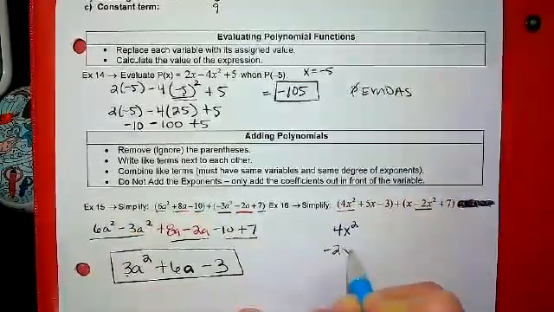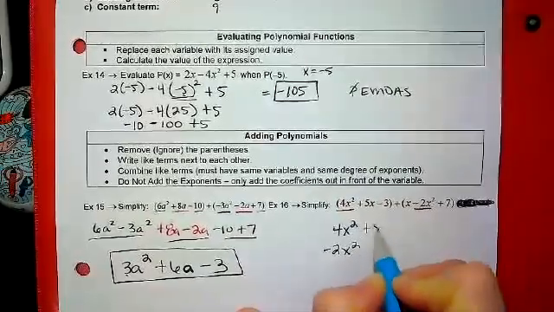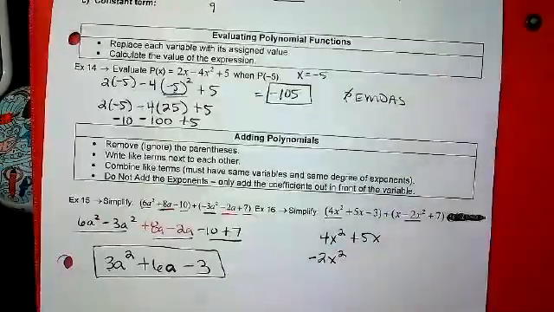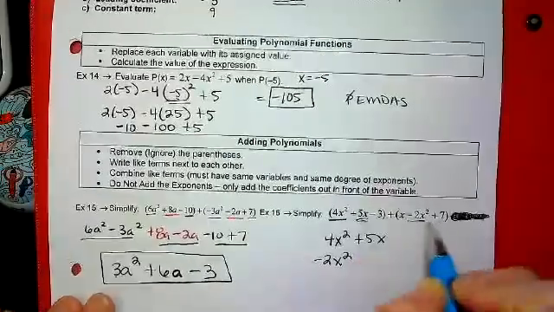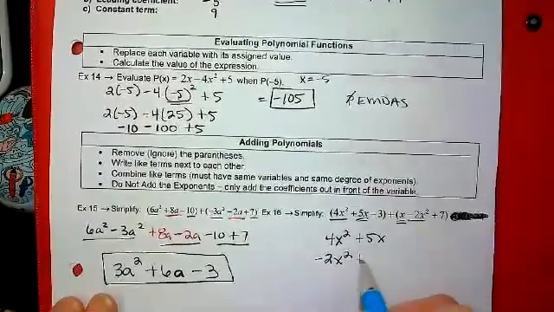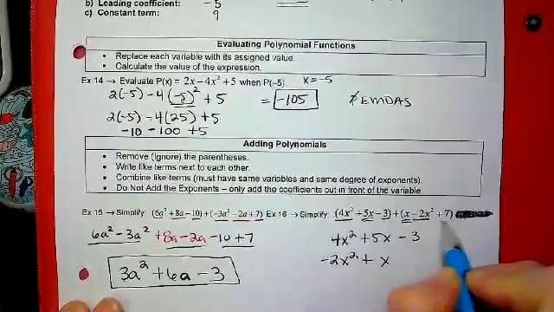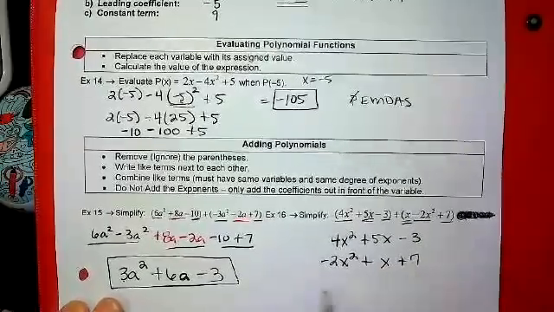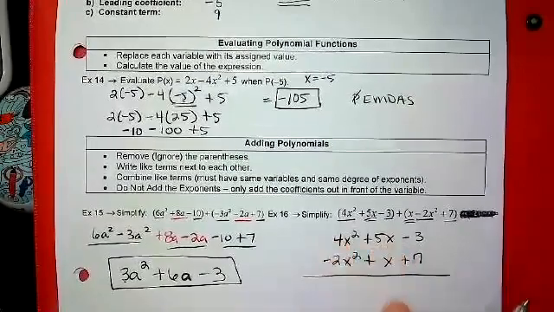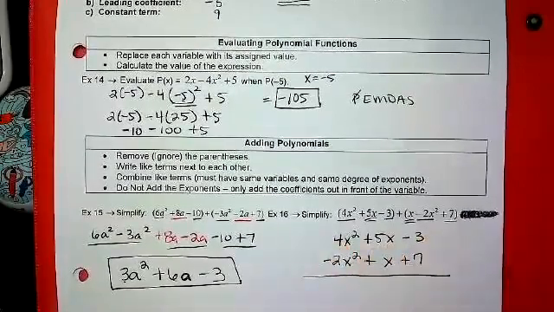So I'm going to write negative 2x squared here. We have a positive 5x right here, and over here we have a positive x. And then we have a minus 3 and a plus 7. So all I've done is just rearrange it so that like terms were on top of each other.